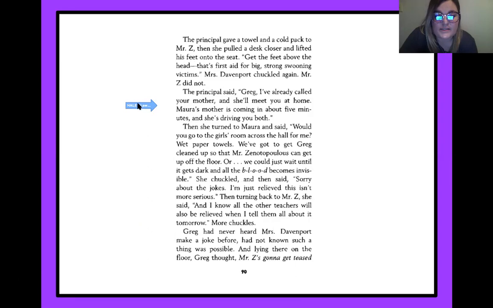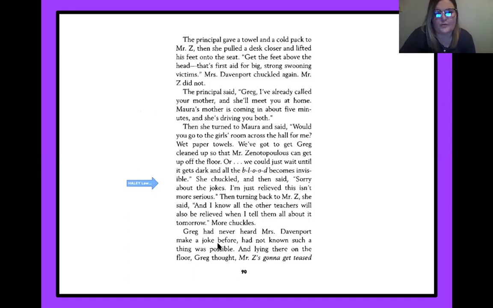Then she turned to Mara and said, "Would you go to the girls' room across the hall for me? Wet paper towels. We've got to get Greg cleaned up so that Mr. Xenotopoulos can get up off the floor. Or we could just wait until it gets dark and all the blood becomes invisible." She chuckled and then said, "Sorry about the jokes. I'm just relieved that this isn't more serious." Then turning back to Mr. Z, she said, "And I know all the other teachers will also be relieved when I tell them all about it tomorrow." More chuckles. Greg had never heard Mrs.